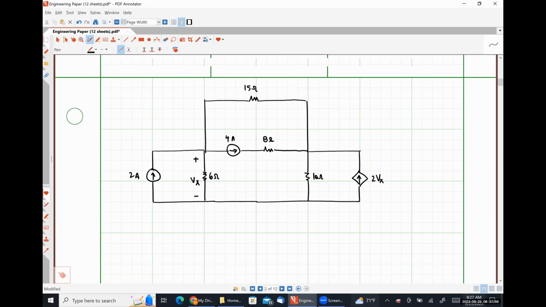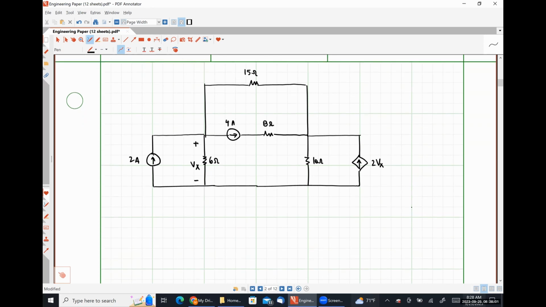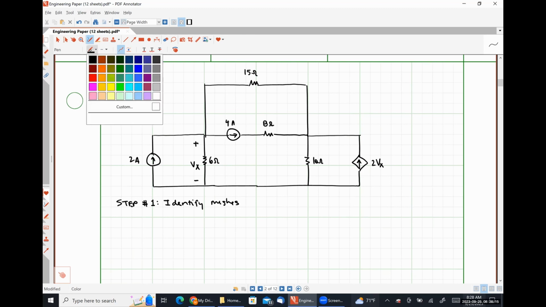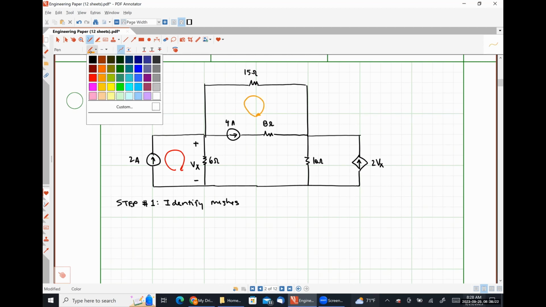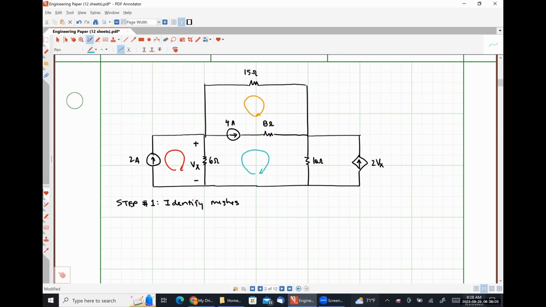Our first few steps should remain exactly the same. So we need to identify our meshes. So this will be one mesh. This will be a mesh. This will be a mesh. And this will be a mesh.